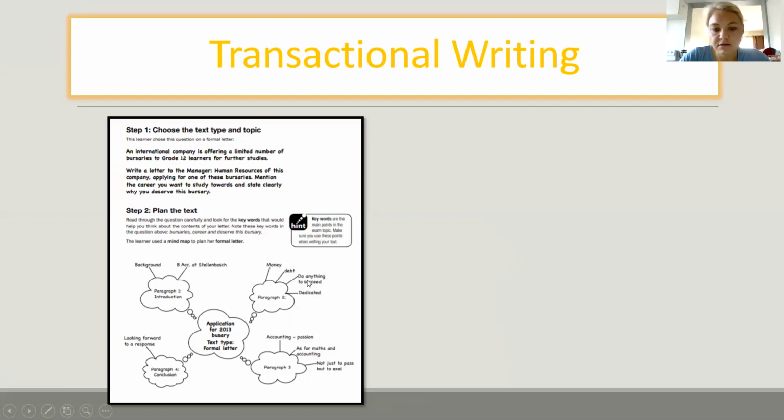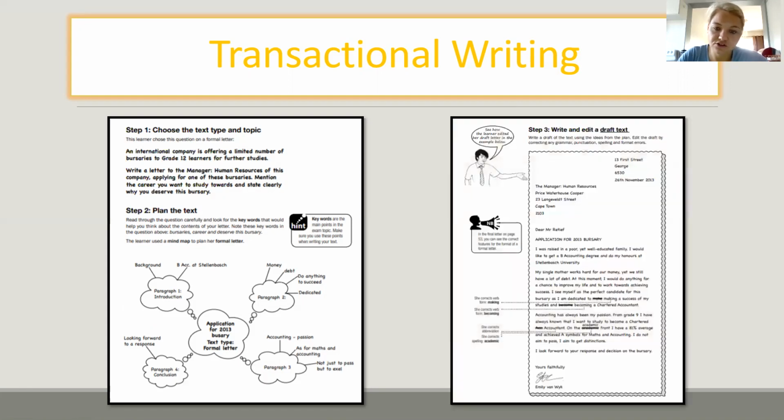So you will do anything to succeed. You are dedicated. You don't want any debt, and you need money to go and study. So the third paragraph, accounting is their passion. They have a very great talent for numbers, and they don't want to pass, they want to excel. The conclusion is where you state that you are very excited and you would like to hear back from the person, so looking forward to a response.